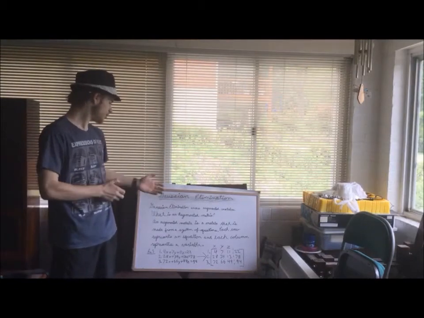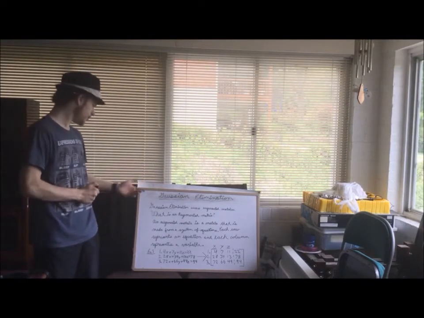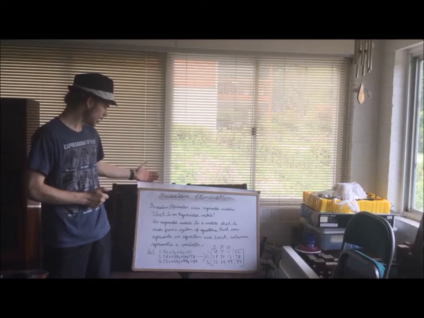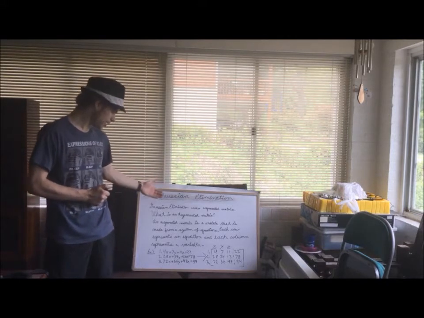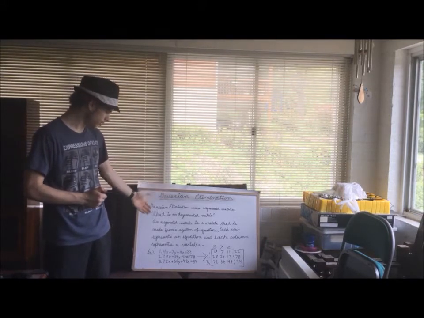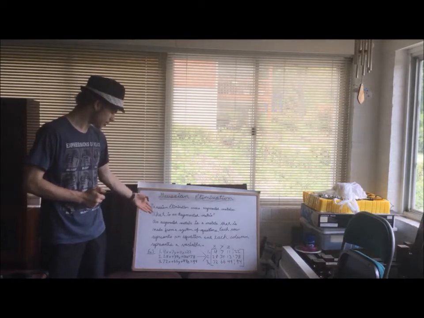Let's begin. Gaussian elimination uses augmented matrices. Well, what is an augmented matrix? An augmented matrix is a matrix that is made up from a system of equations. Each row represents an equation, and each column represents a variable.